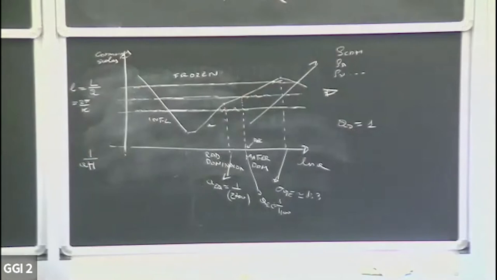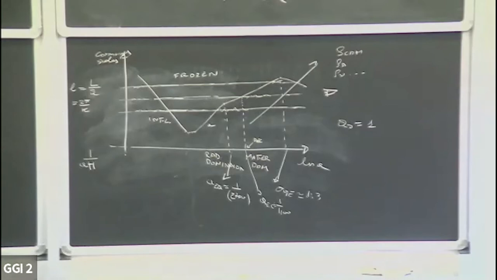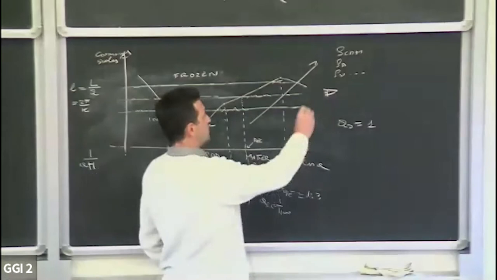Okay. So what are our limitations in this business? As I told you, we want to extract this information from as many scales as possible. So what are the limitations in this range of scales? We have two limitations, one at very large scales and one at smaller scales.